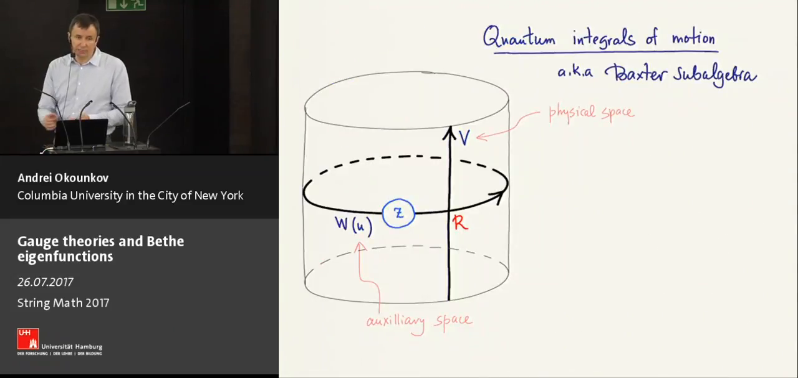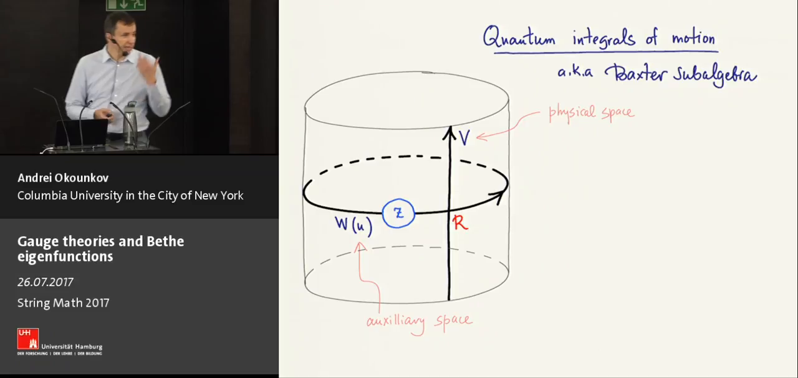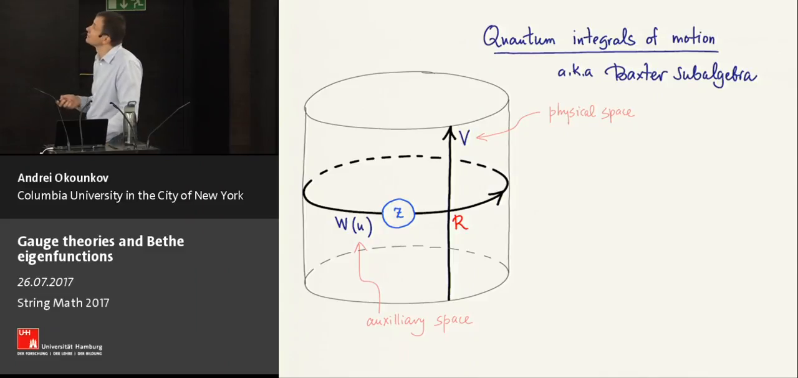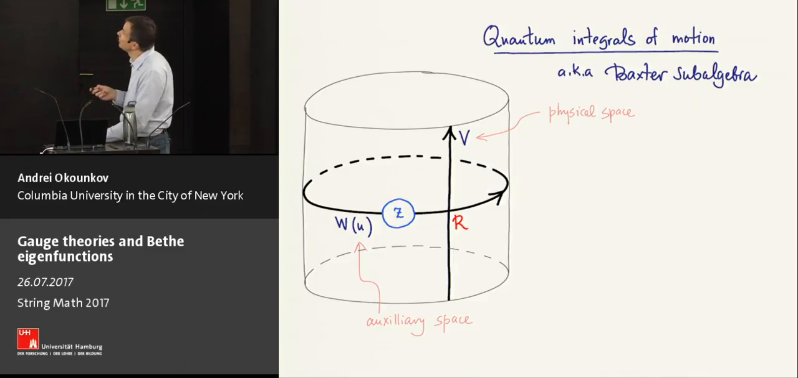So now in every module in this category, we'll construct a set of commuting operators, or rather Baxter has constructed a set of commuting operators, and this goes like this. If I have some representation V, then what will I do? I will braid it with some auxiliary representation. I choose some auxiliary representation.